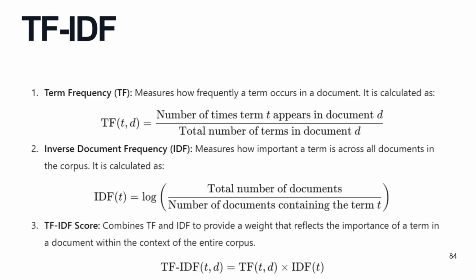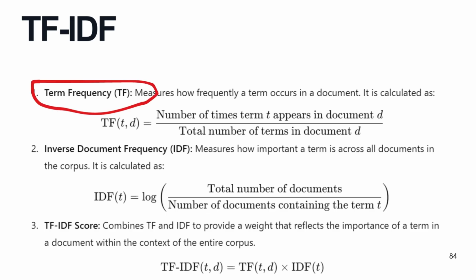TF-IDF stands for term frequency inverse document frequency. It's a method used to evaluate how important a word is in a particular document compared to all other documents in a collection. In simple terms, it's a way to find out which words are most significant in a text by considering how often they appear and how rare they are.